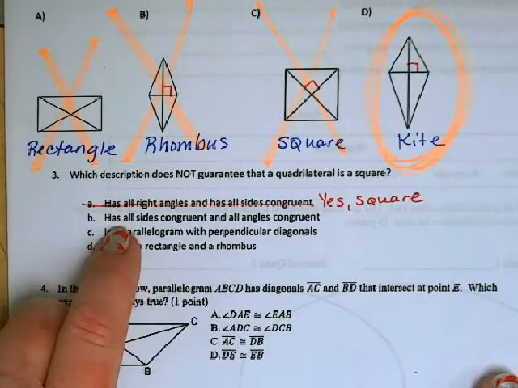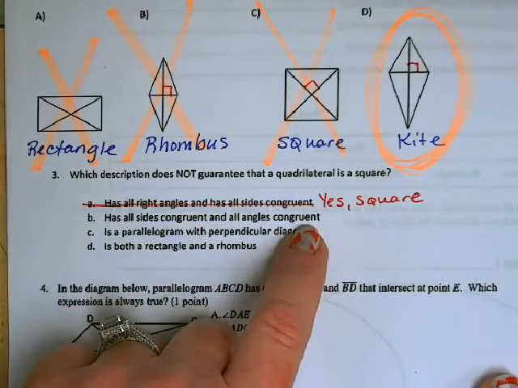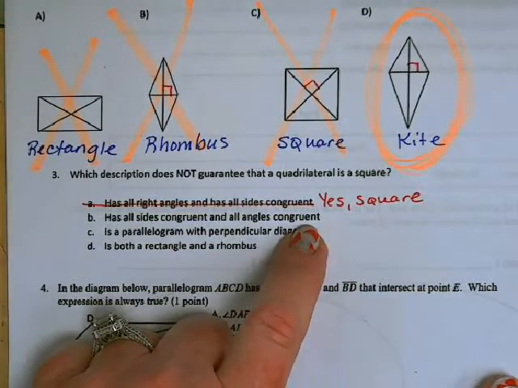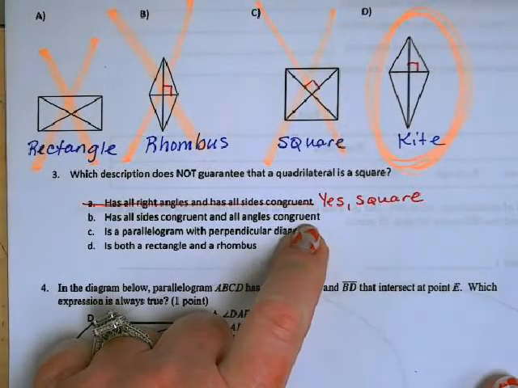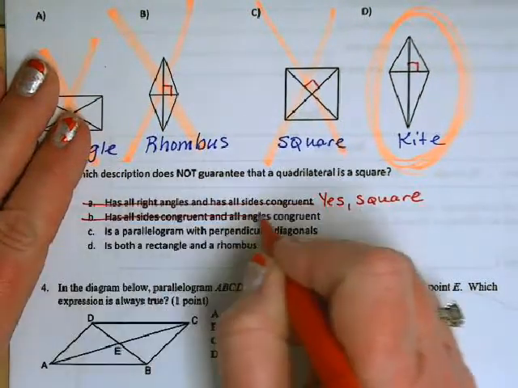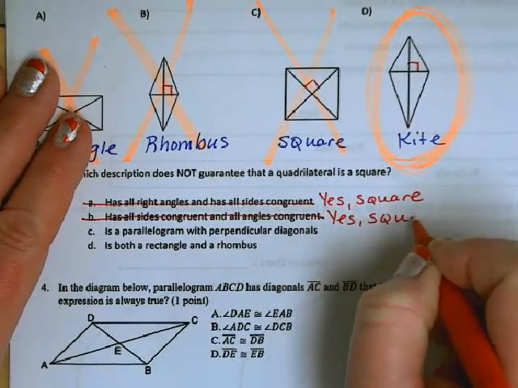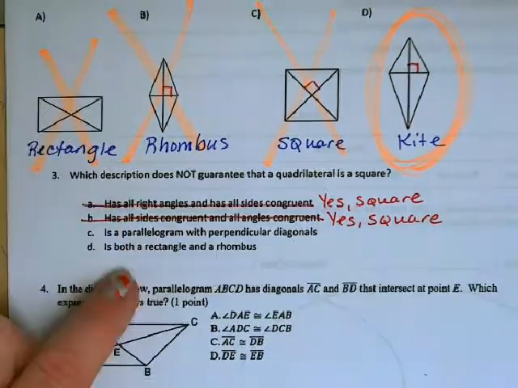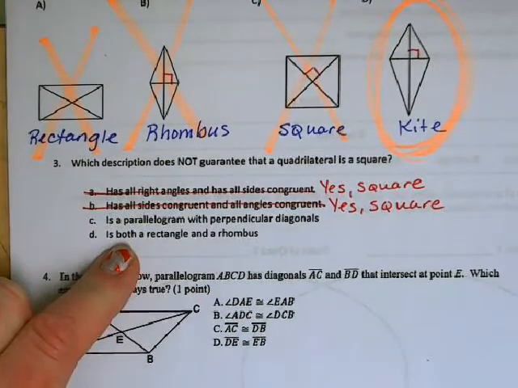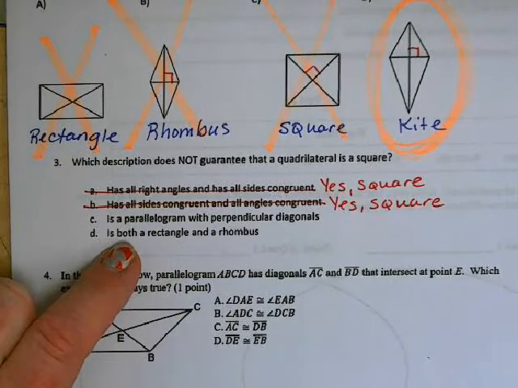What if I have a quadrilateral, all sides are congruent, and all the angles are congruent? Is that a square? Does that work? Is that a square? Yeah, that's also a square. So I don't want that one. I'm looking for the one that's not a square. I'm going to jump down to D. What if you're told it's both a rectangle and a rhombus? Does that guarantee it's a square?